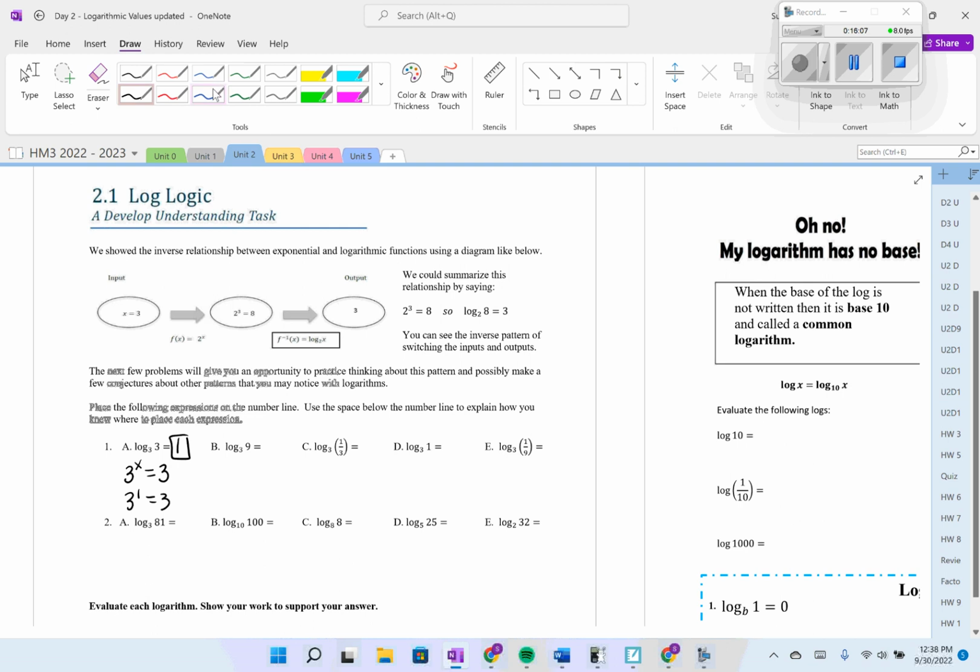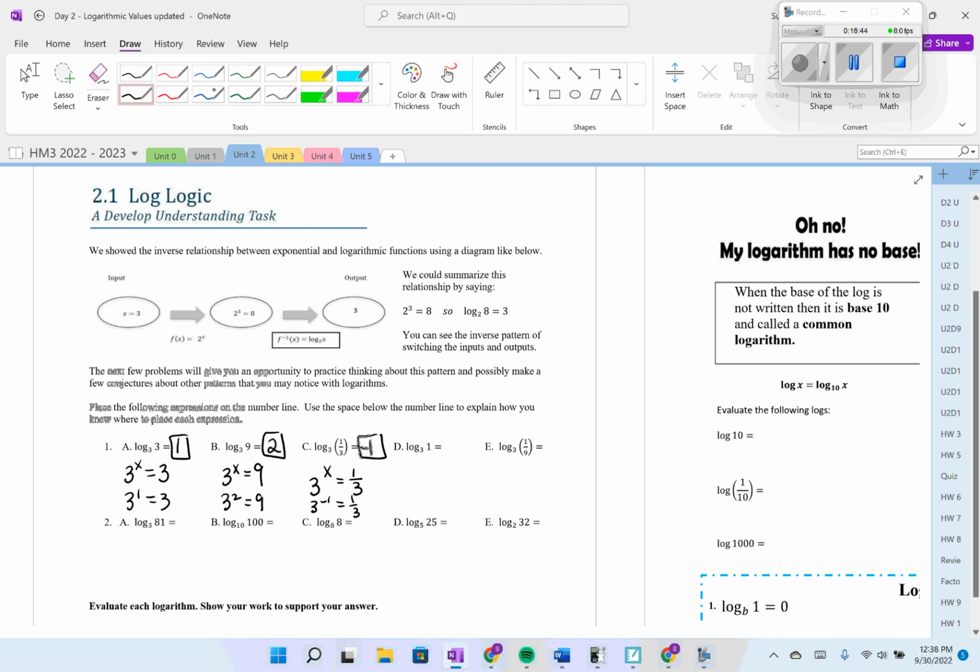So go into the next one. Same thing. 3 to what power is equal to 9? So then we know that 3 squared equals 9, so the answer to this log is 2, because remember the answer to a log is the exponent. So the next one, if we have 3 to what power equals 1/3? So remember, to get fractions when you're dealing with exponents, you have to have a negative number. So I know that 3 to the negative 1 equals 1/3.